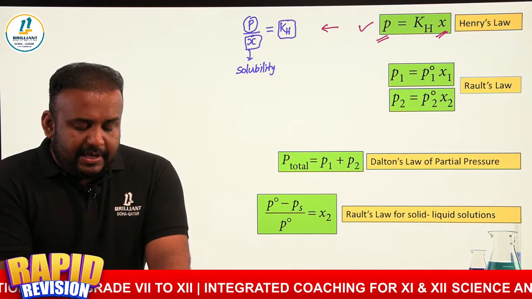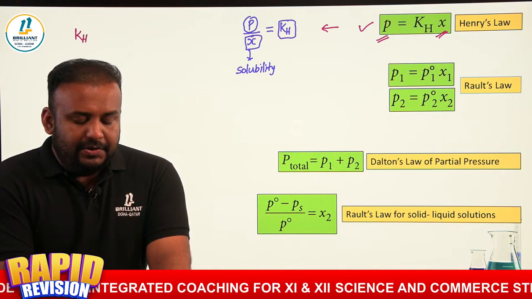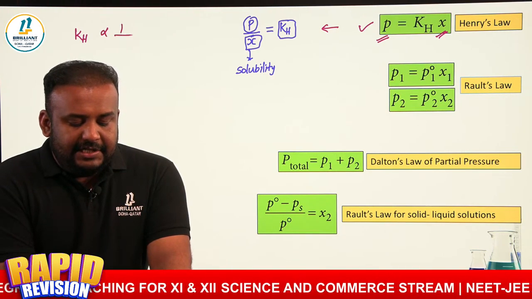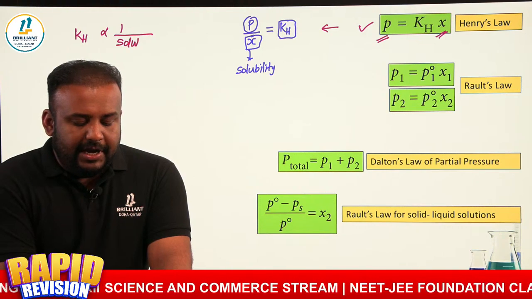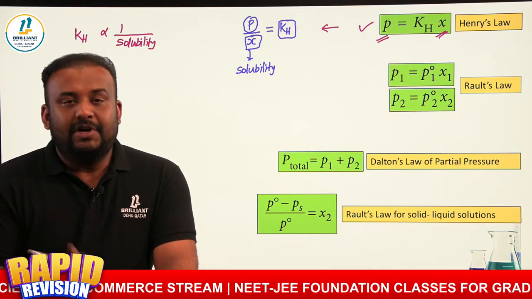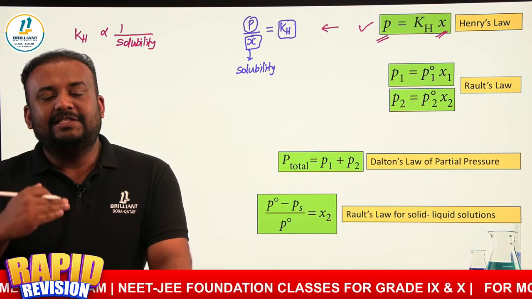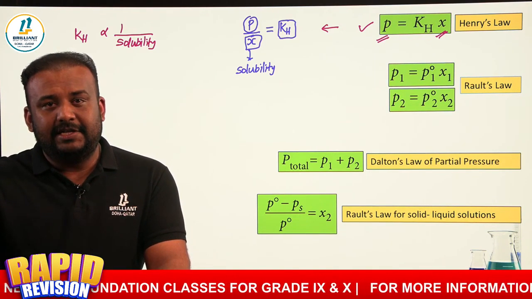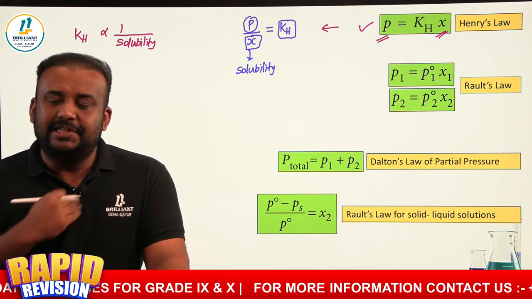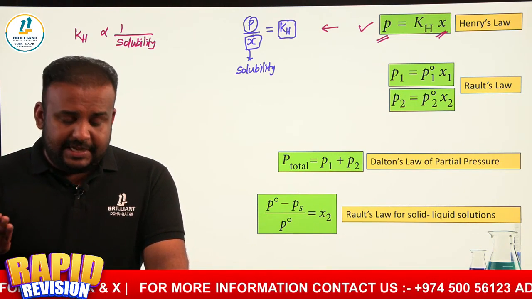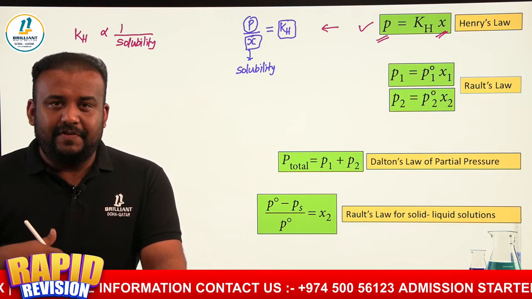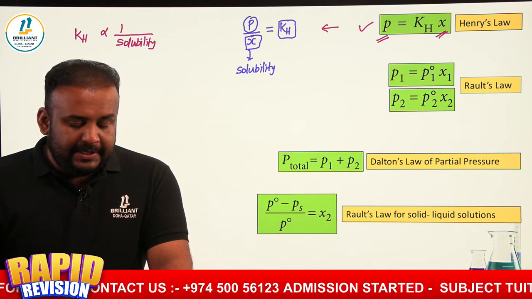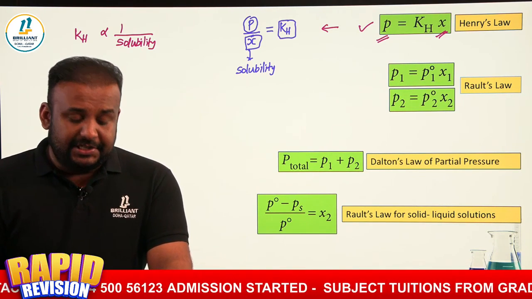Now here, we can come to a conclusion. KH is inversely proportional to solubility. What is the meaning of that? If a gas has a higher value of KH, its solubility is going to be lesser. And vice versa, if a gas has a lower value of KH, it is more soluble. So everybody needs to remember this relationship.